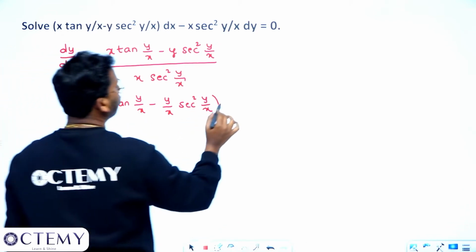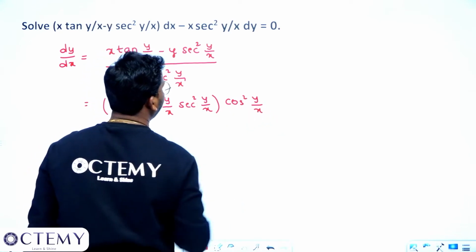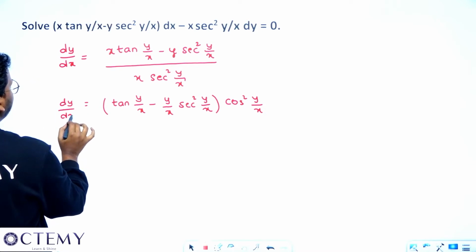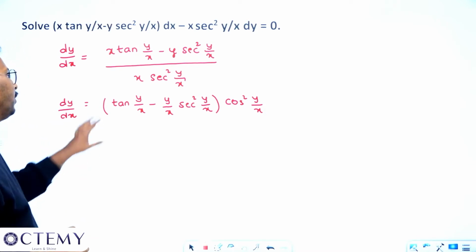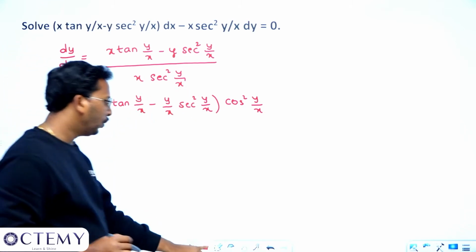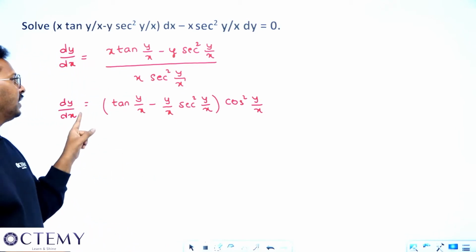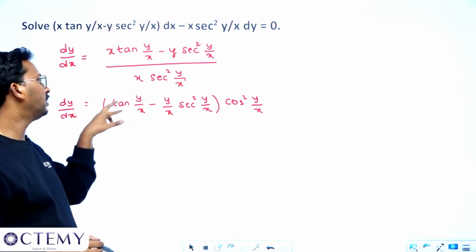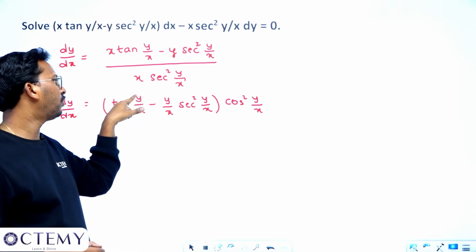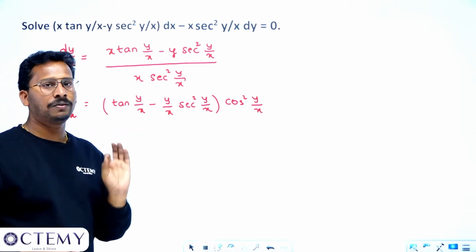into, can I write this as cos square y by x? Yes sir, I can do this. This is basically your dy by dx. Now see sir, I could see that everywhere there is y by x, y by x, y by x. So what do you do? You put y by x equal to v. Right? You might ask, sir, is this homogeneous? Yes sir, it's homogeneous of degree 0 because whatever is the power of y, so is x. The power of them is the same. So this is homogeneous of degree 0.